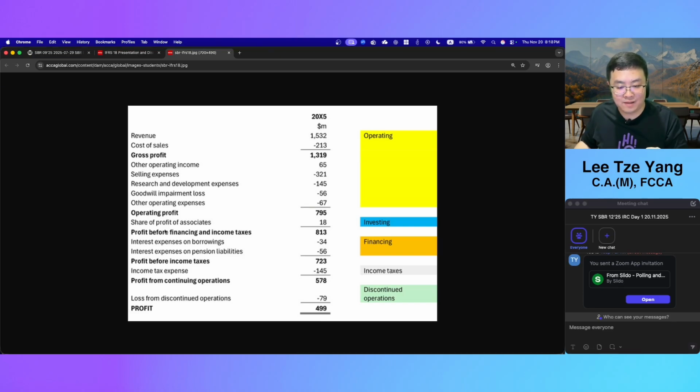And then after this, you add the financing, you get the profit before income tax. Then less the tax expense, which is the income tax category, then you get the profit from continuing operation, then discontinued, then one word, profit. So the wording you need to remember.